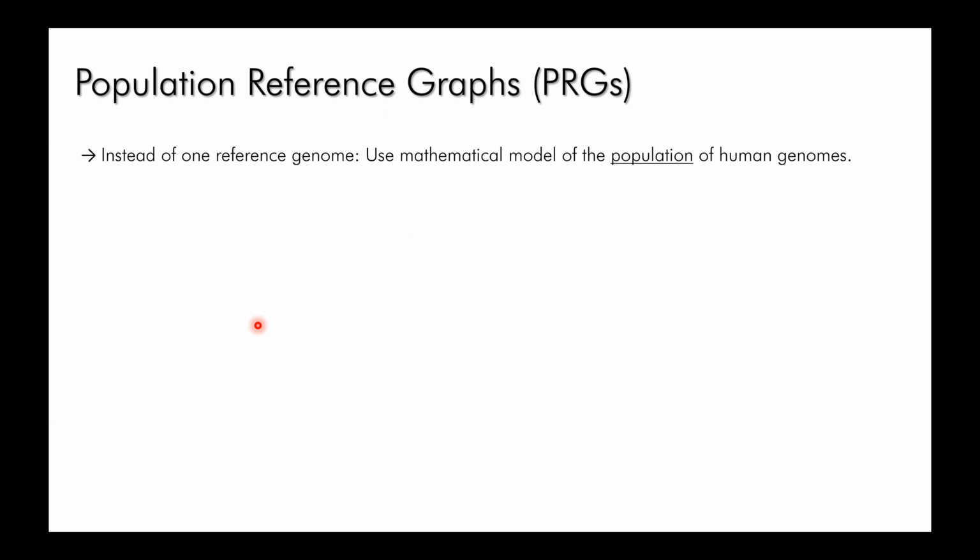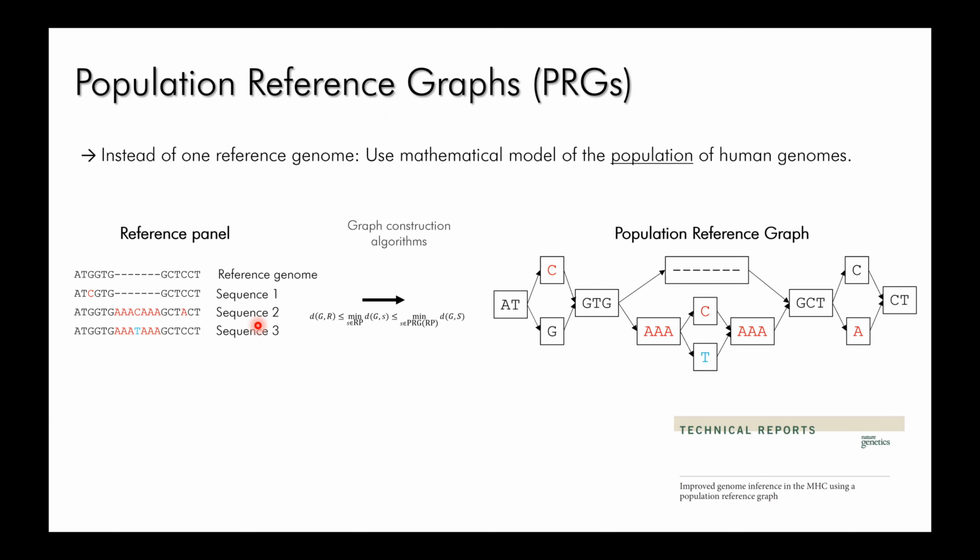Now onto the population reference graph. A population reference graph is a mathematical model of a population of genomes, and I'll show an example in a bit. But basically, the way to think about this is that you can take the reference genome and substitute it with a population reference graph that models the variability in your population. If you want to construct a population reference graph, what you start off with is a reference panel of resolved sequences, shown here on the left-hand side.